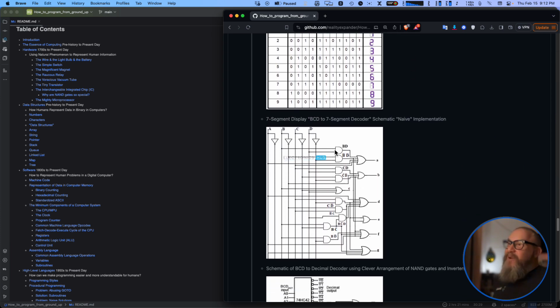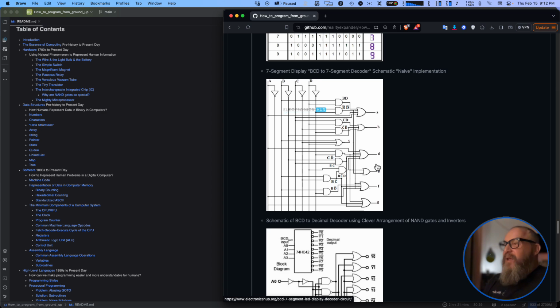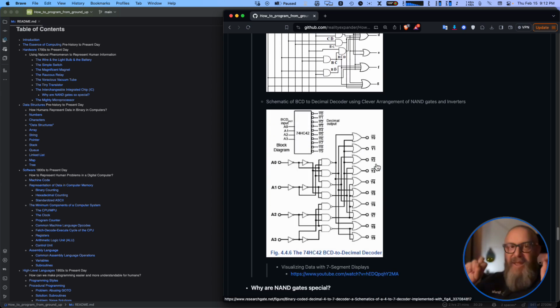That's how that works. This is how the schematic looks on the inside. This is the naive implementation. It's just straight out the gate, with all the random things thrown together. You've got OR gates and NAND gates and AND gates and ORs, and then here is the clever arrangement where it's using just NAND gates and OR gates.